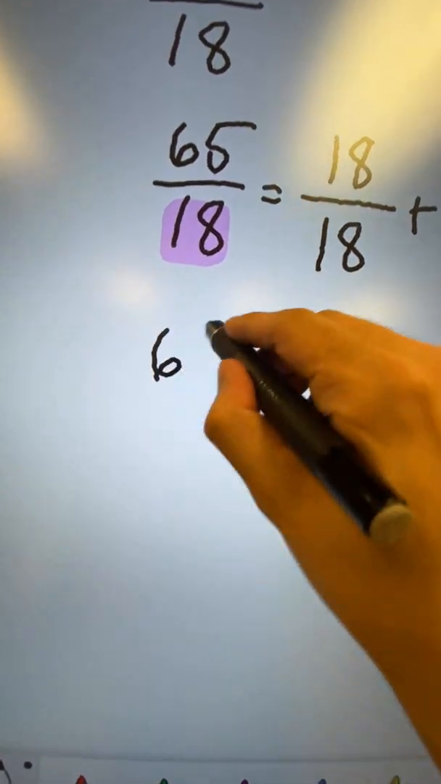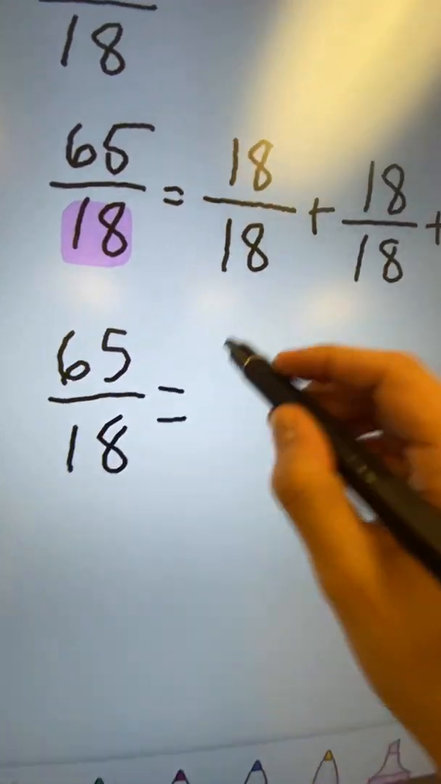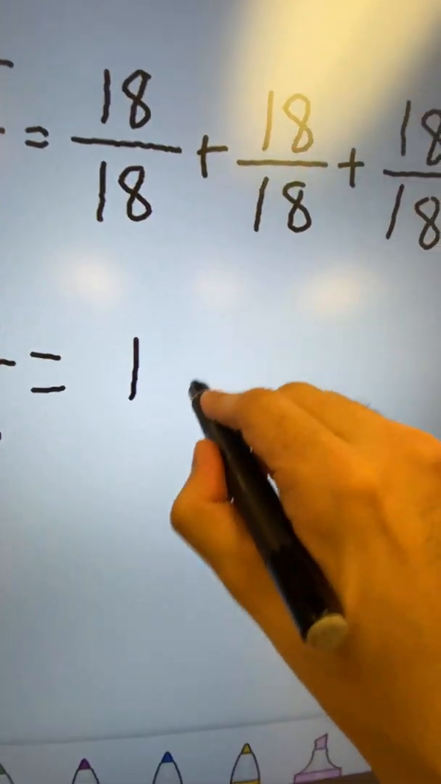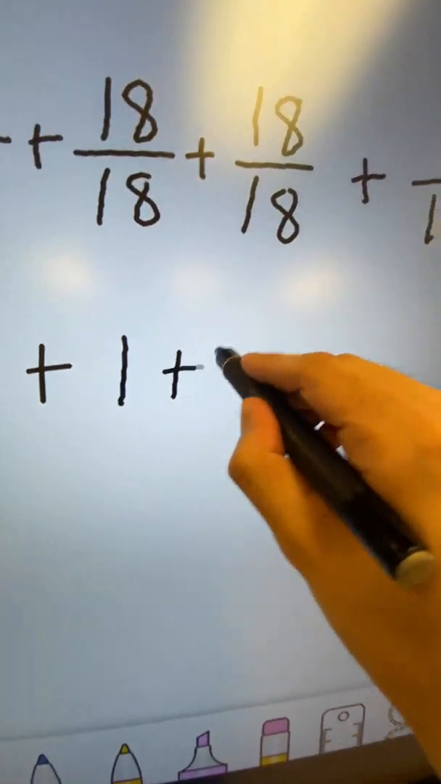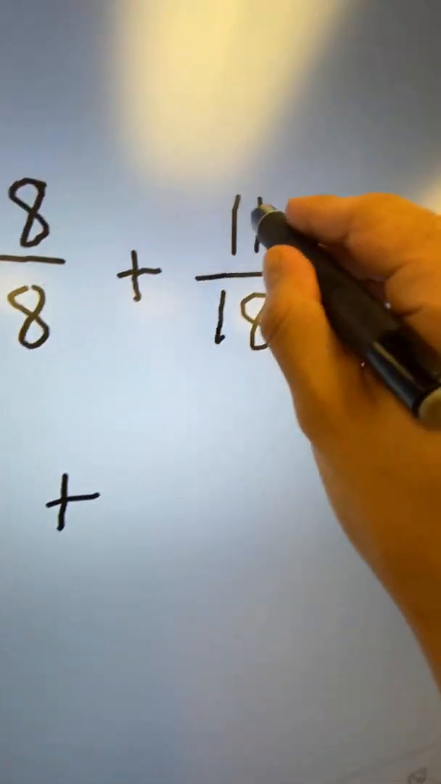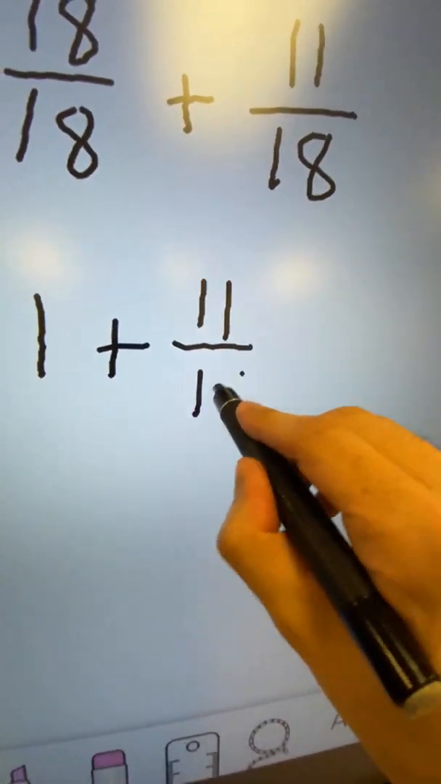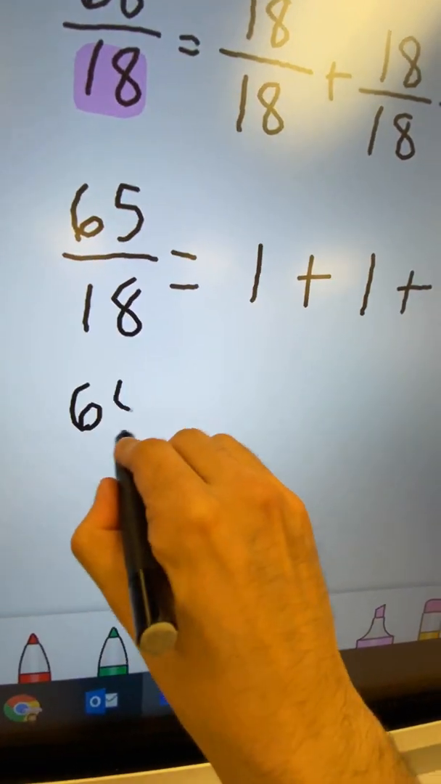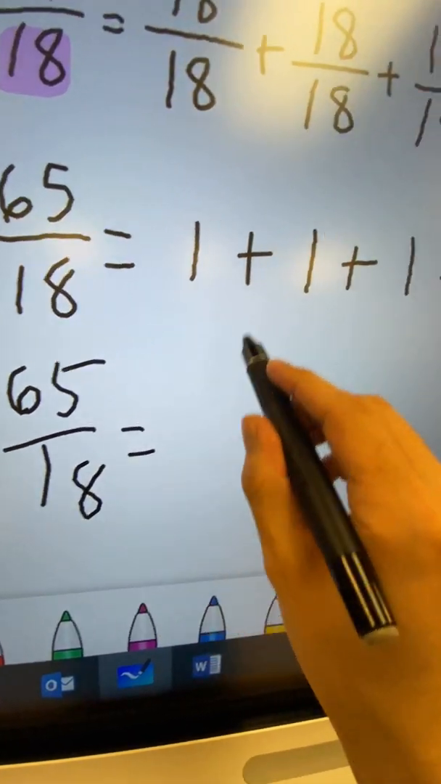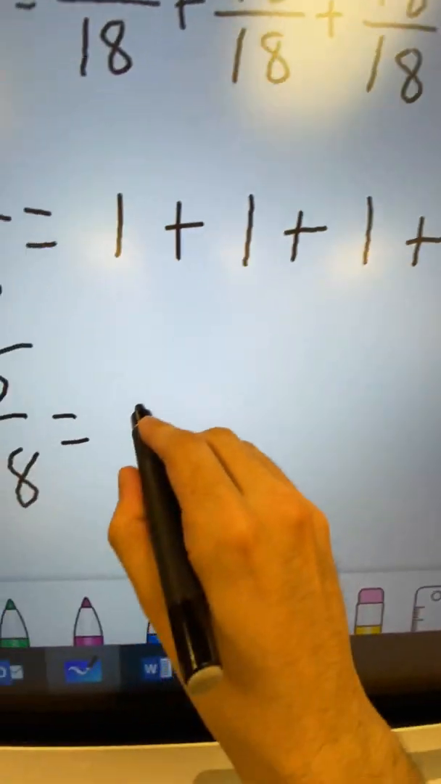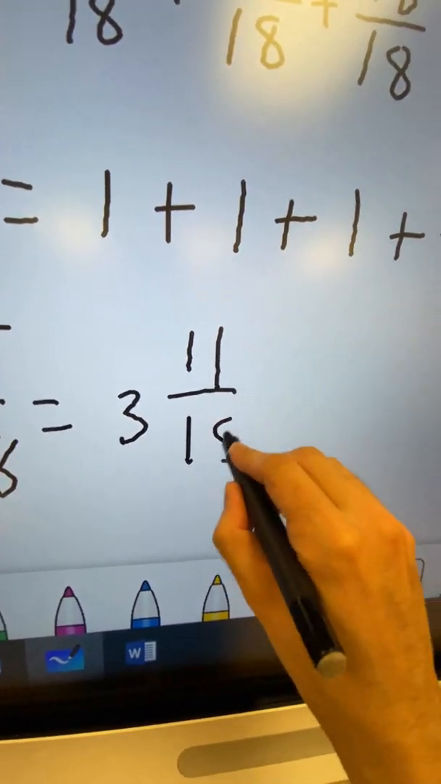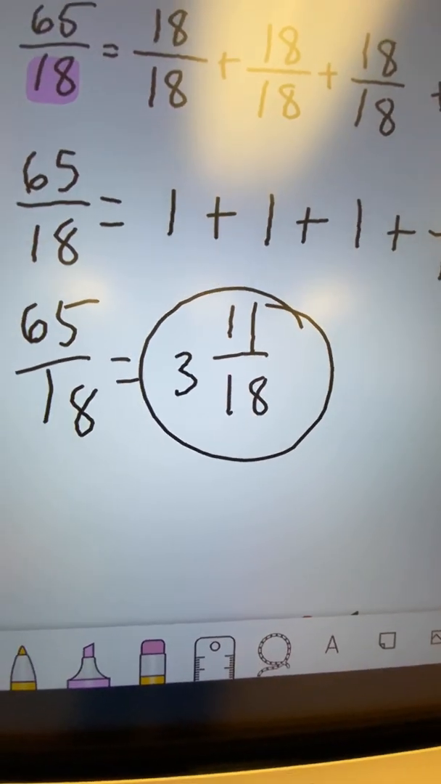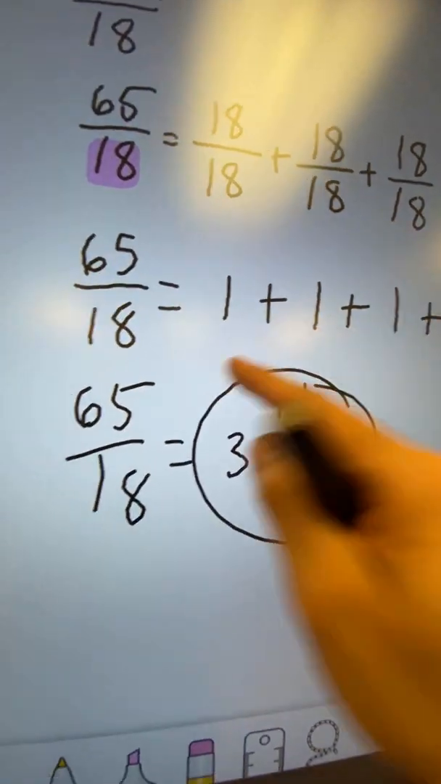And now notice that 65/18 is the same thing as one whole amount plus another whole amount plus another whole amount plus the remainder of 11/18. And now I just simplify it all. 65 out of 18 is 1, 2, 3 and 11/18. And you can see here, 3 and 11/18, we did a different method.